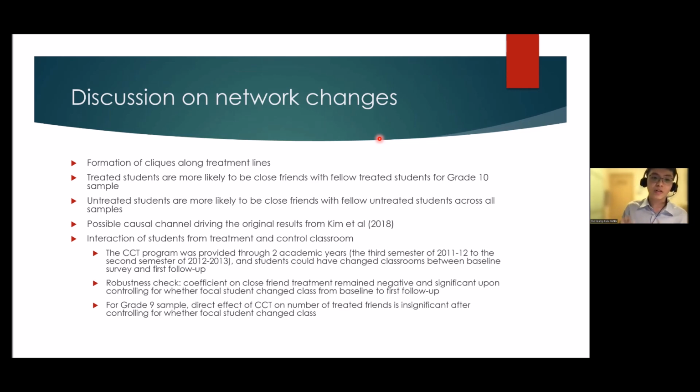One might be thinking, maybe it's the interaction of students from treatment and control classrooms, considering that the CCT program was provided across academic years, so students could have changed classrooms, and maybe that's the interaction between treatment and control classrooms that contributes to such results. However, when I controlled for whether or not the focal student changed class from baseline to first follow-up, the coefficient on the close friend treatment remains negative and significant and of a similar magnitude.